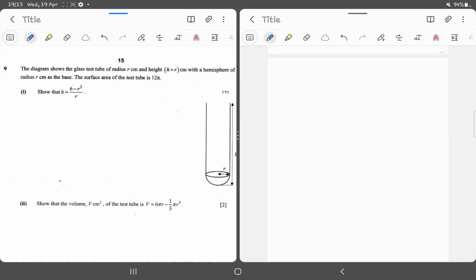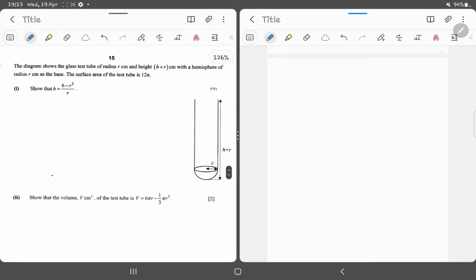So question number 9 is on differentiation, maximum and minimum, and tests you on stationary values. Without further ado, let's try question number 9. The diagram shows a glass test tube, the one that you see in your science practical exam, of radius r cm and height h plus r cm, with a hemisphere of radius r cm as the base.